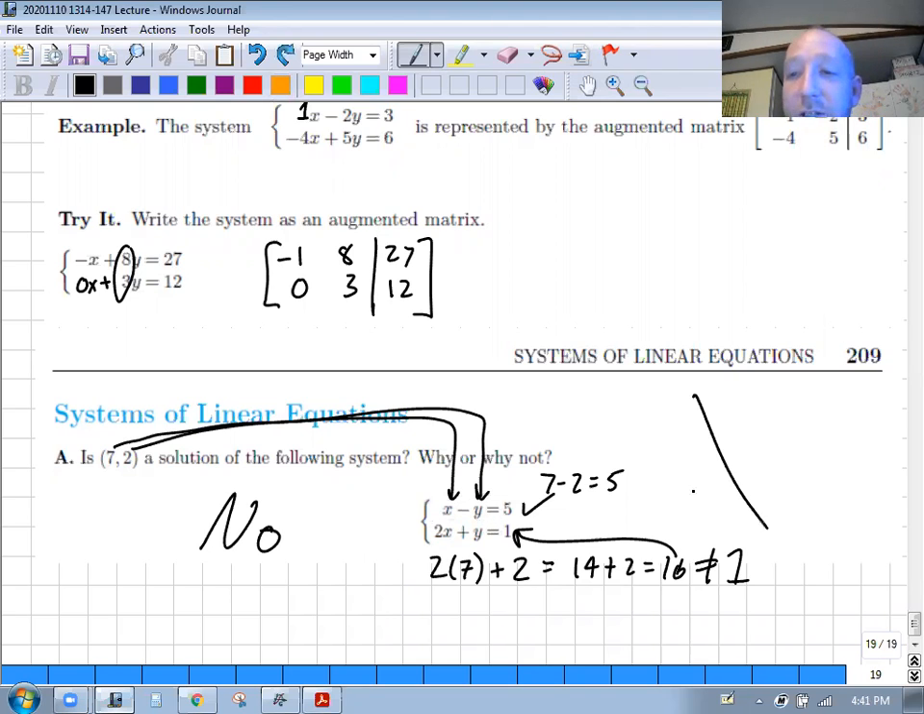So basically you got two lines here. 7, 2, over 7 up 2. That's a point on one of the lines, but it's not a point where the lines intersect. Does that make sense? How to test a solution? You just plug in your x and your y and make sure it satisfies all the equations.